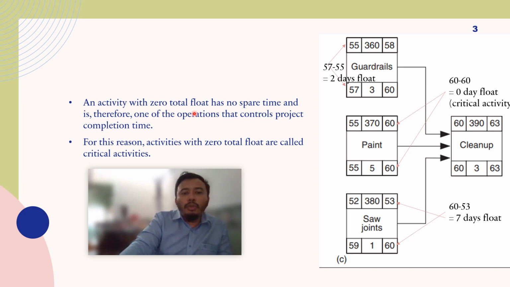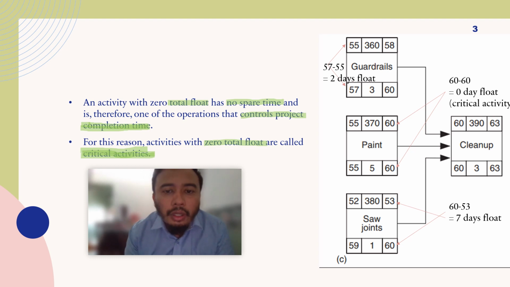An activity with zero total float has no spare time, and is therefore one of the operations that controls the project completion time. These are the activities that control the project completion time. For this reason, activities with zero total float are called critical activities. These activities are critical as they have no extra days.